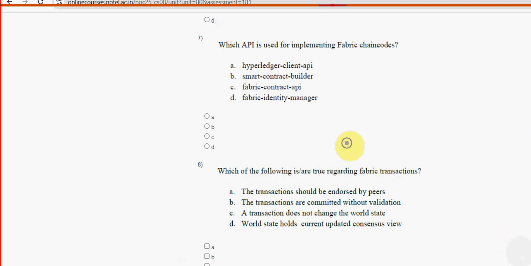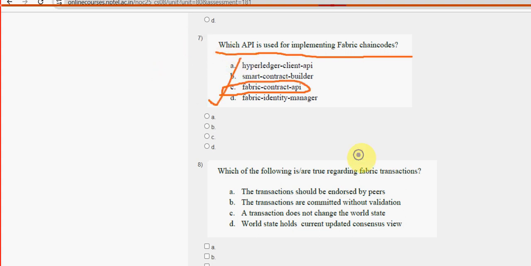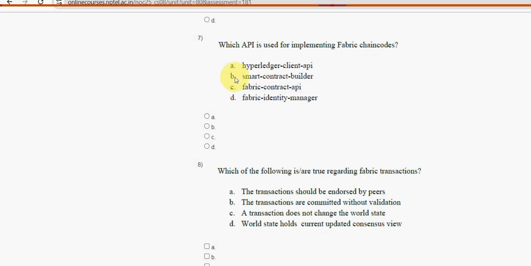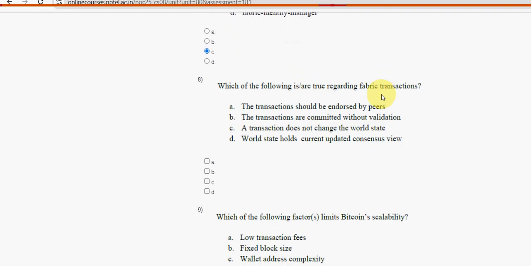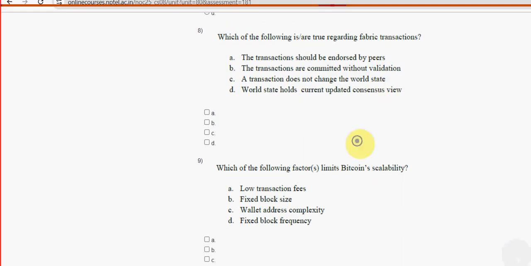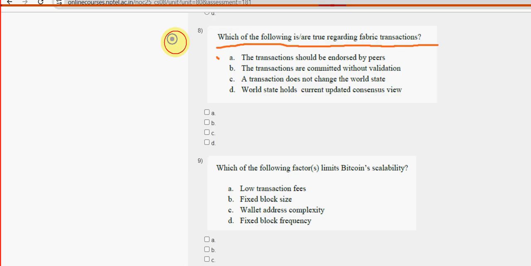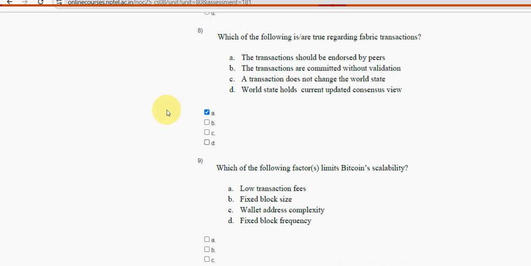So seventh one, which API is used for implementing fabric chain codes? For seventh question, option C, fabric contract API. So mark option C as the probable solution for seventh question. Next, eighth one. Which of the following is or are true regarding fabric transactions? For eighth question, we have got two probable solutions, option A and option D. So mark option A and D as the probable solutions for eighth question.